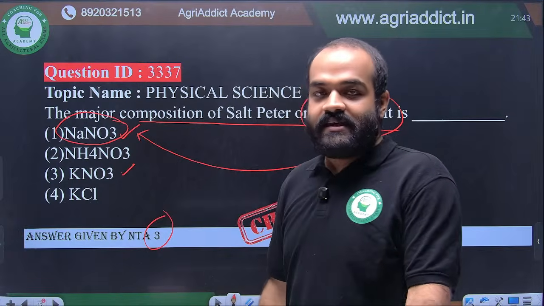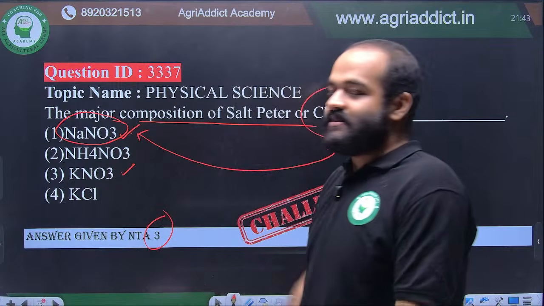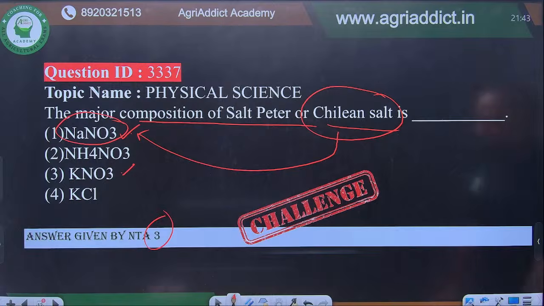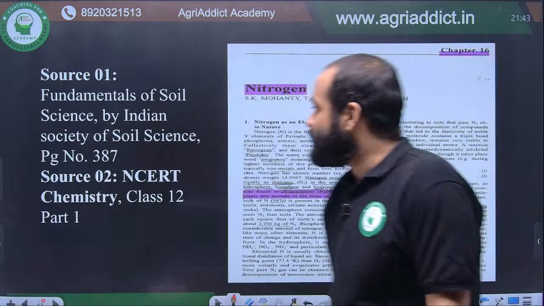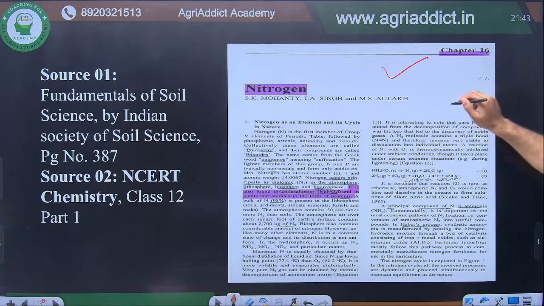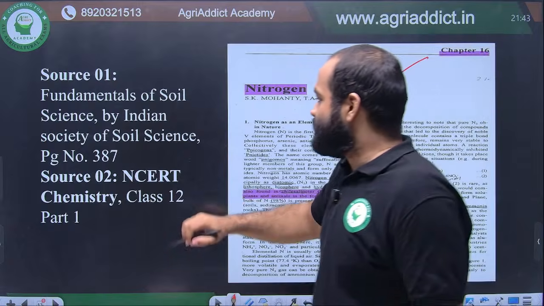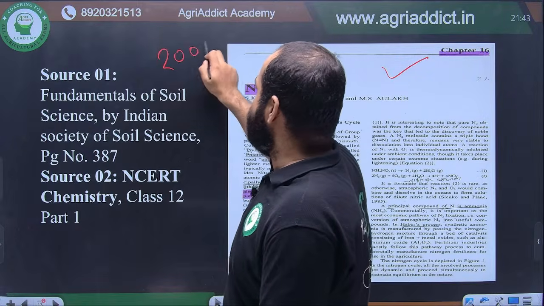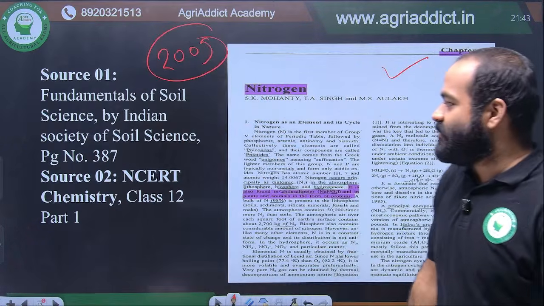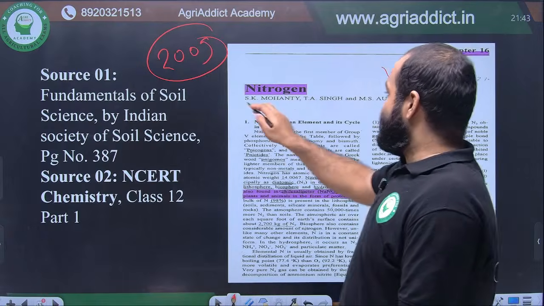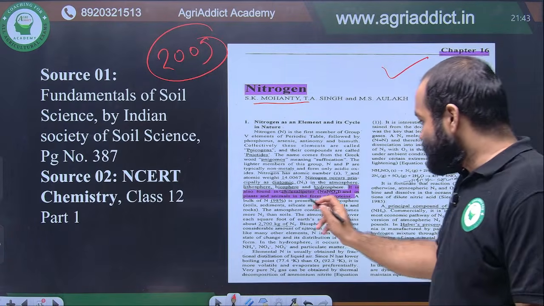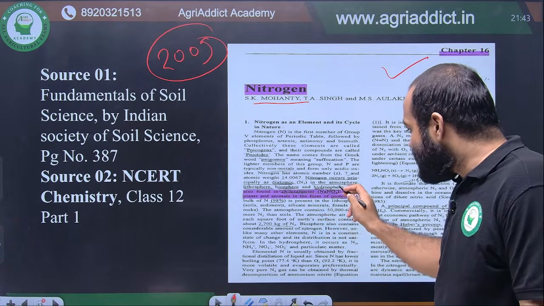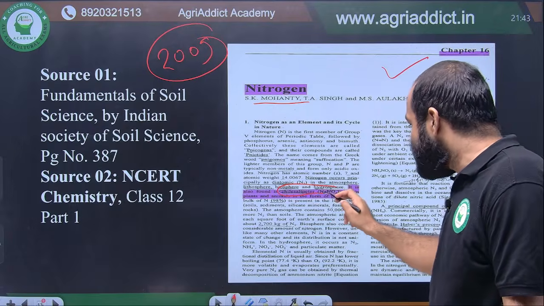Okay, but the answer here in this case will definitely be sodium nitrate, and the source is the nitrogen chapter of the old ISSS, the 2009 edition. Yes, in the 2009 edition, in the nitrogen chapter you can see it is also found in Chile saltpeter, NaNO3. It is clearly written.